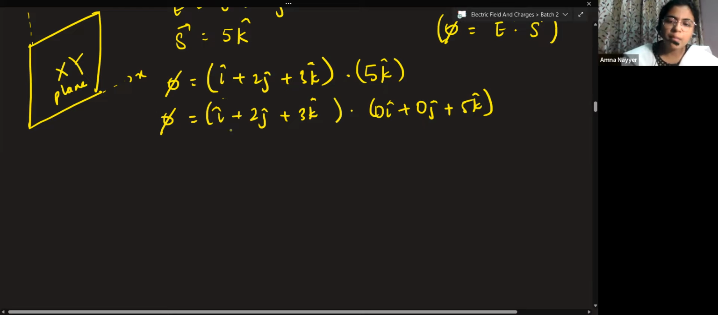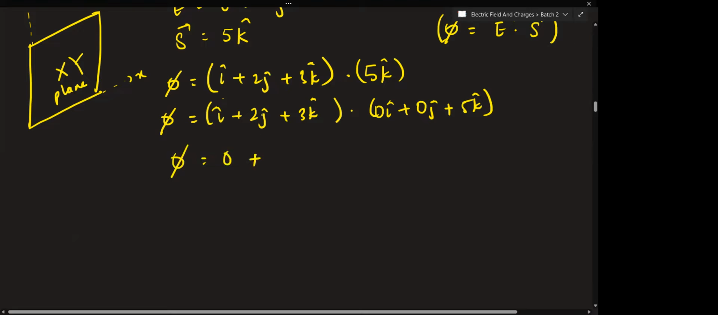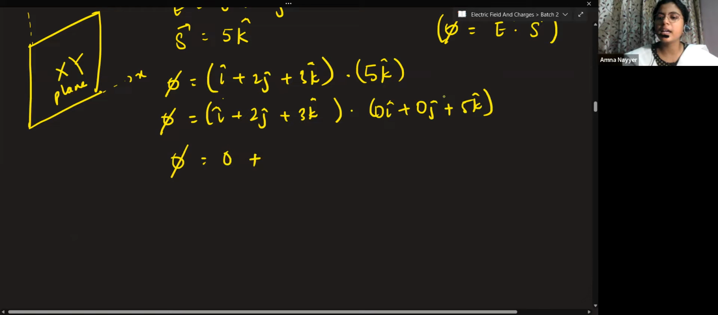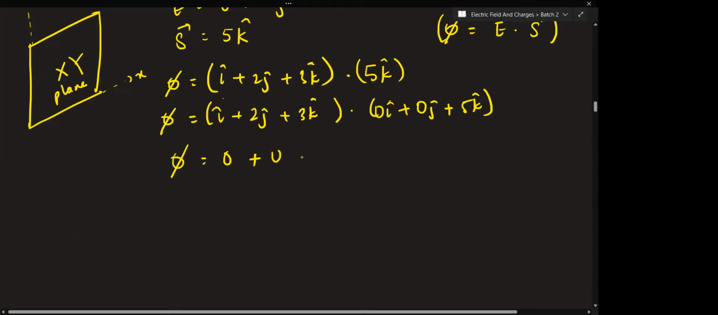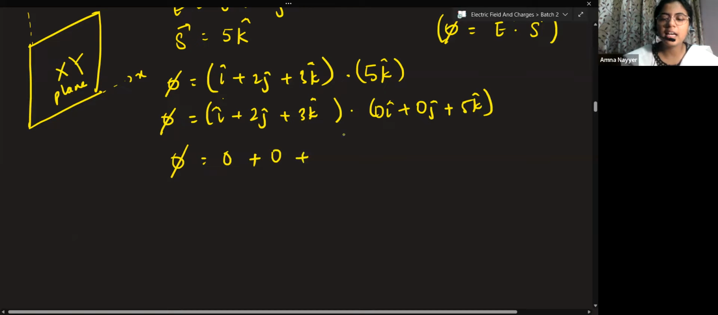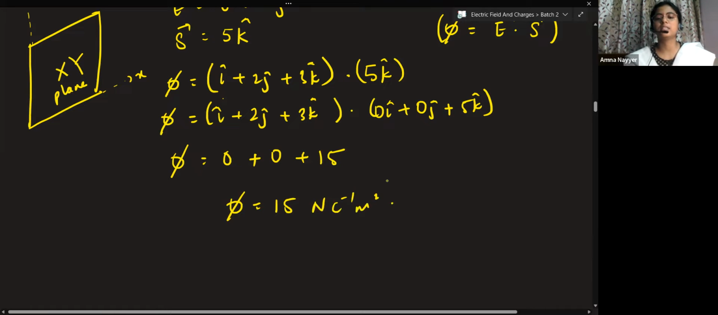So 1 I cap multiplied by 0 I cap gives you 0. Plus 2 J cap multiplied by 0 J cap gives you 0. Finally, you have 3K cap multiplied by 5K cap, which gives you 15. So your flux becomes 15 volt meter, or you can say Newton meter square per coulomb. This is your answer. This is how you get it.